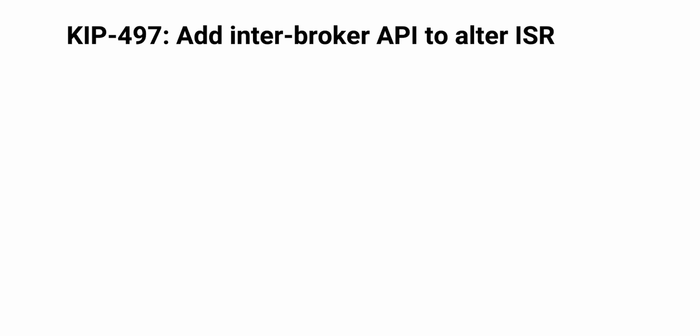So today, in 2.7, I've got two categories of KIPs to talk to you about: Kafka Core and Kafka Streams. Let's get started on the Kafka Core KIPs. KIP 497 is entitled Add Interbroker API to Alter ISR. Now, let me explain some background.